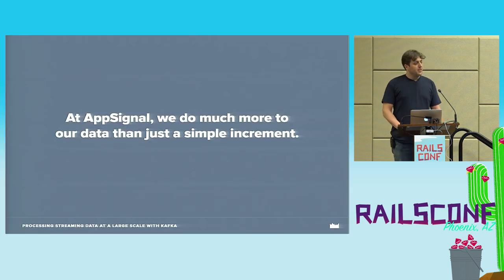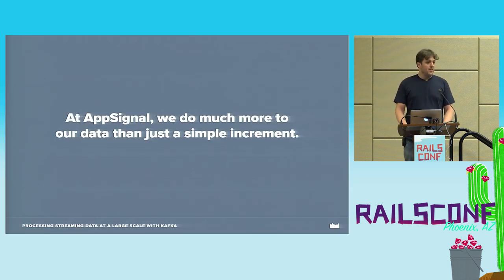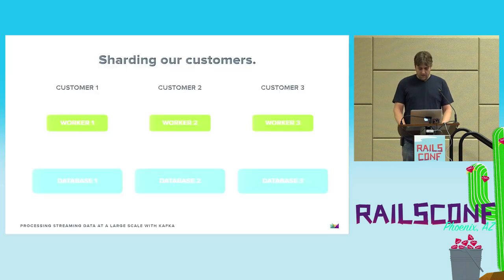And at AppSignal, we actually do a lot more than just incrementing a counter. So we have to do a lot of processing on this data as it comes in. So we not only have a bottleneck in the database itself, but we also have a bottleneck in the processing that comes before the database. So we sort of started doing this at some point. So we would have a worker server, and customers' traffic would come to one of these servers and be flushed to a database cluster.